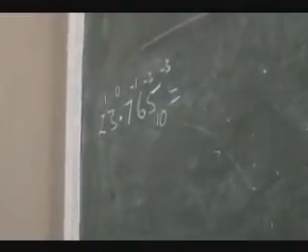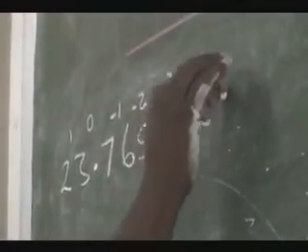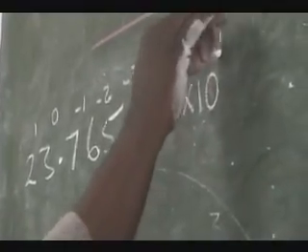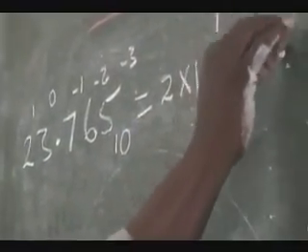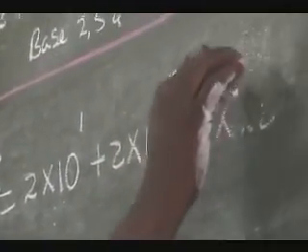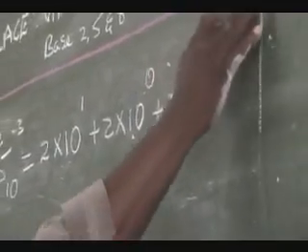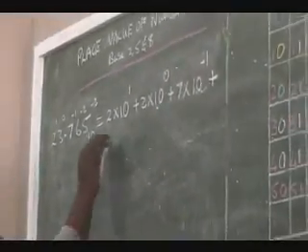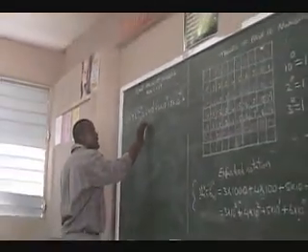So this will be equal to 2 times 10 to the power of 1 plus 2 times 10 to the power of 0 plus 7 times 10 to the power of minus 1. Very good. Plus 6 times 10 to the power of minus 2 plus 5 times 10 to the power of minus 3. Here, there is a law in indices that you need to follow here again. Let me remind you of this law.